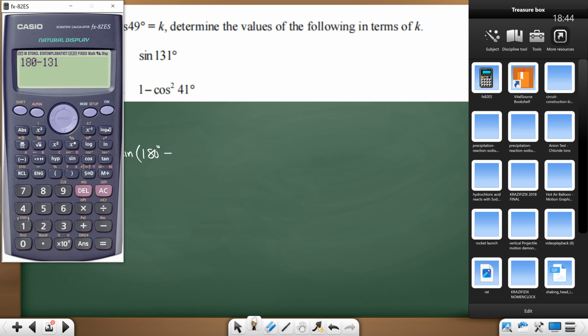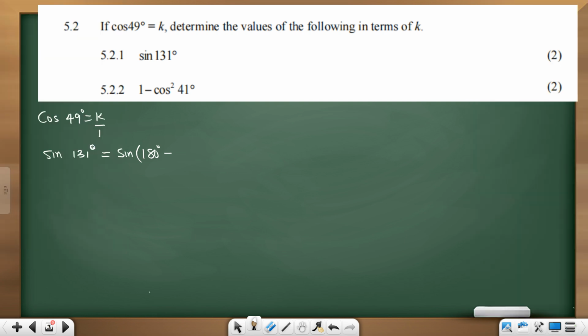But I don't do this, okay? 49. But because it's in the second quadrant, remember, second quadrant, sine is negative. And learners forget all of those things. So this is something as negative sine 49 degrees. I really don't do this.